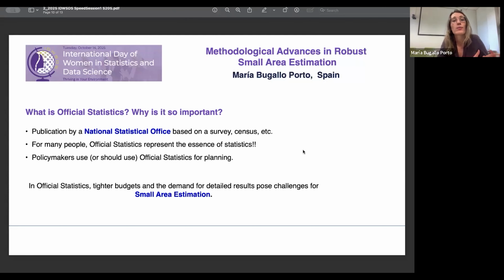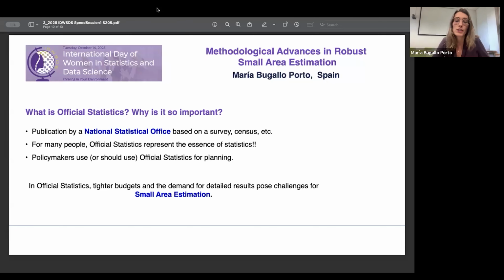So today I'm going to talk briefly about some methodological advances in the context of robust small area estimation. To start with, we need to understand what official statistics are and why they are so important. By official statistics, here we cover any publication by a national statistical office based on a survey, on a census record, or on administrative data. And they are the daily life statistics because for many people, they represent, broadly speaking, the essence of statistics, including unemployment rates, poverty measures, and results related to the environment and also to health. And they should be used by policymakers in order to reduce inequalities.